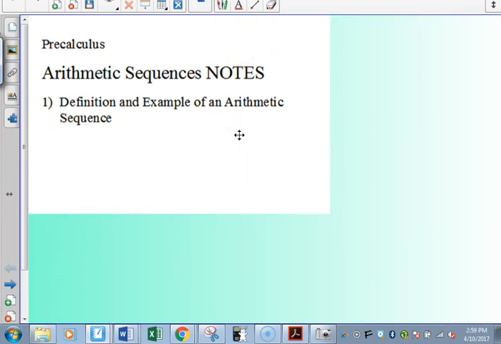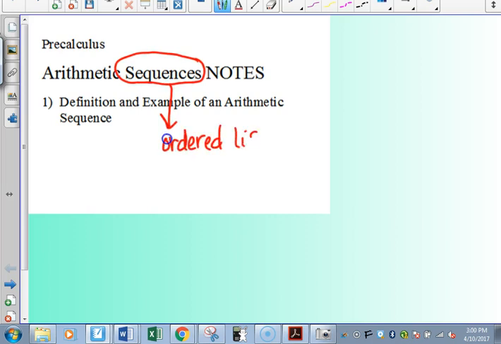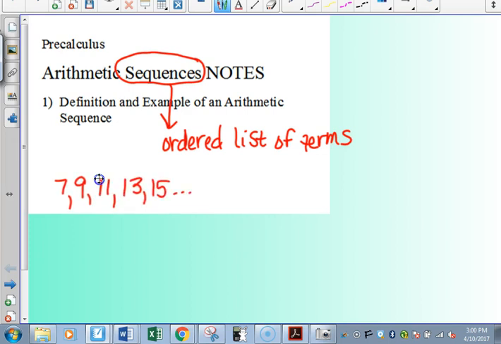All right, so first of all, a sequence is simply an ordered list of terms. That's fancy vocabulary for 1, 2, 3, 4, 5, or 7, 9, 11, 13, 15, or even x plus 1, x plus 2, x plus 3. Okay, that's an ordered list of terms, meaning you got to keep it in order, and it's separated by a bunch of commas. We good?